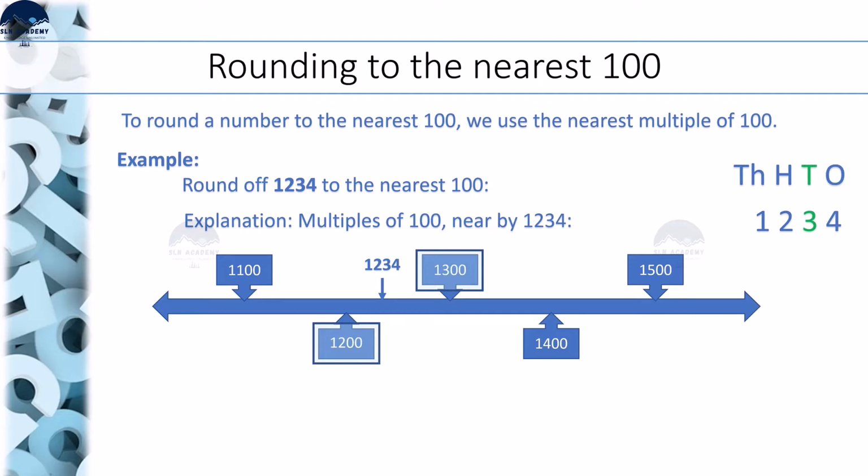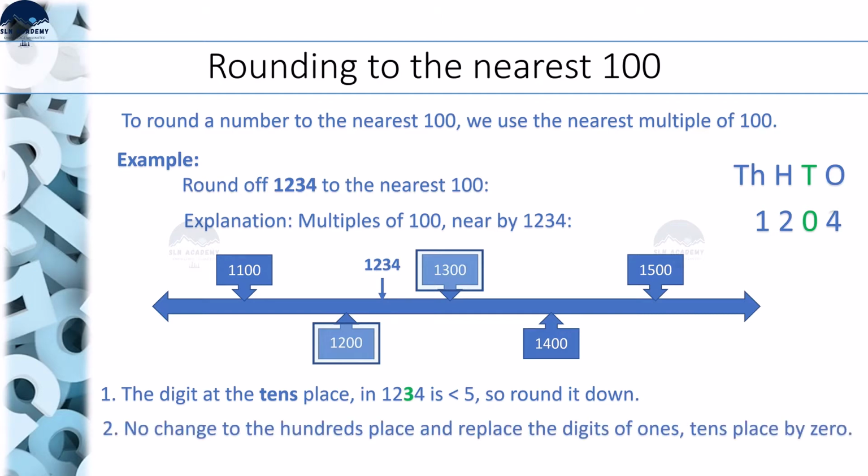The digit at the tens place in 1234 is 3 and it is less than 5. So round it down. No change is required to the hundreds position and replace ones and tens place by 0. And the answer is 1200 and it is rounded down.